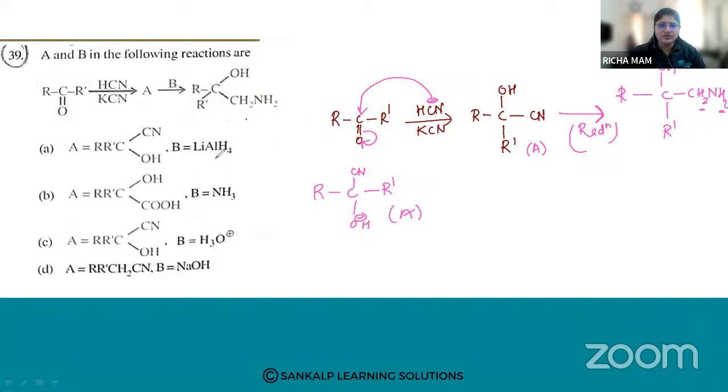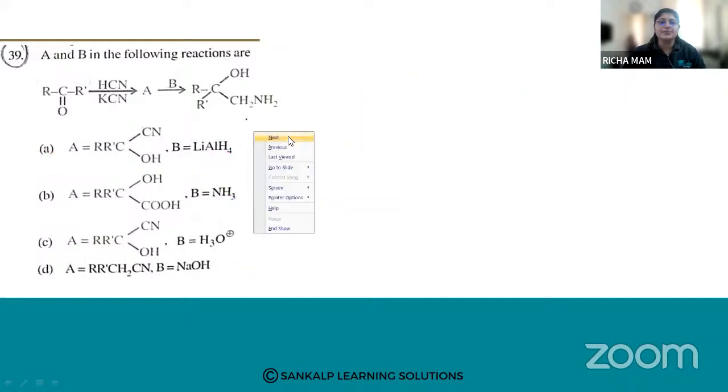Among the following, which is a good reducing agent? Lithium aluminum hydride. So we are doing reduction by using lithium aluminum hydride. So option A. Let me see who all have answered A. Vedvati has answered A, and Madan has also answered A. Very good. Let us continue with the next questions.